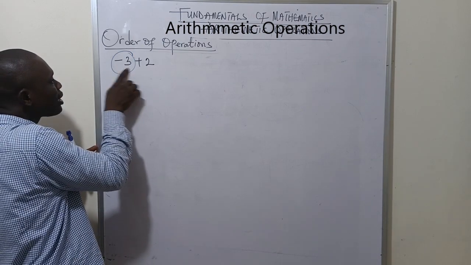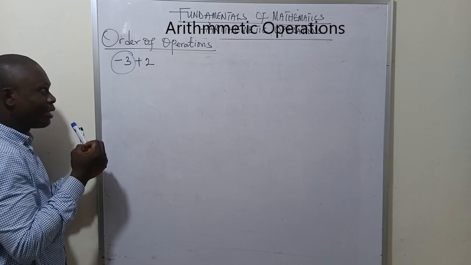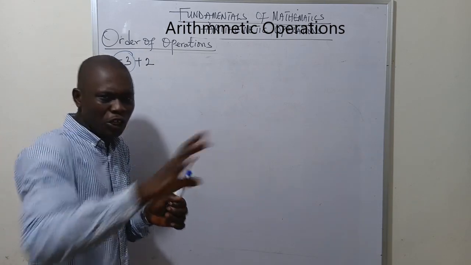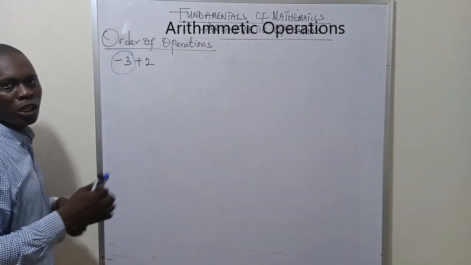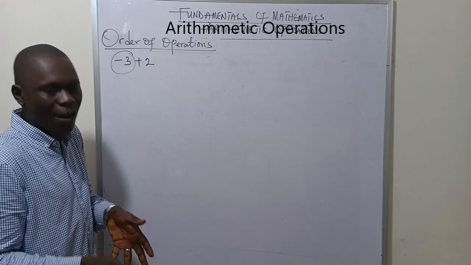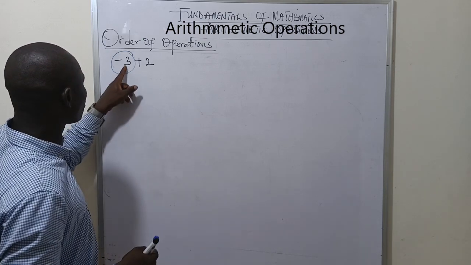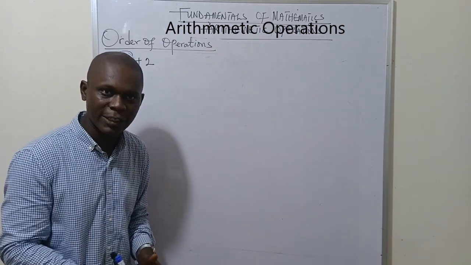So I'm having minus 3 here, I'm having plus 2 here. It means I'm owing 3 naira, then I am giving back that person 2 naira. Do you understand me? Now I'm having minus 3 plus 2. In a normal process, someone would say 3 plus 2 is 5 and put the answer as minus 5. That is a wrong process.